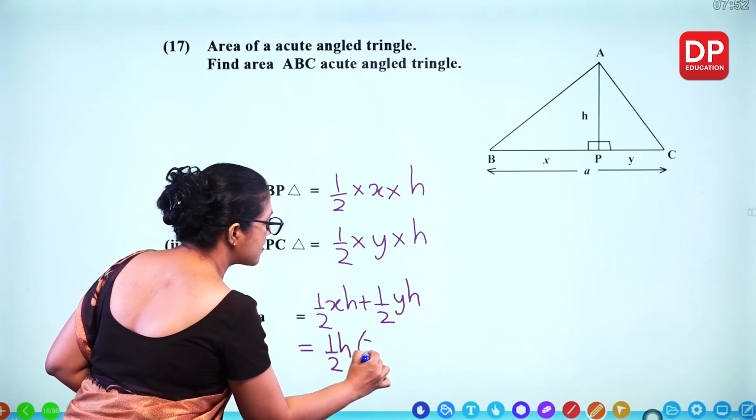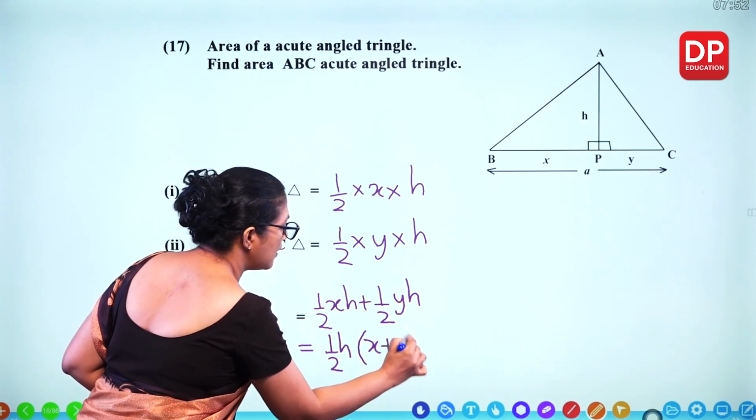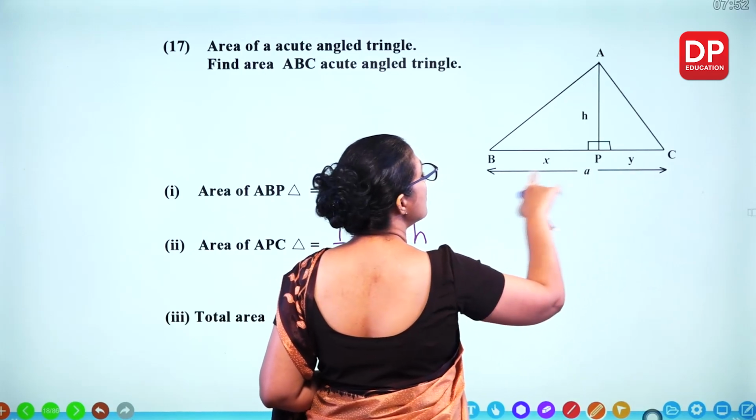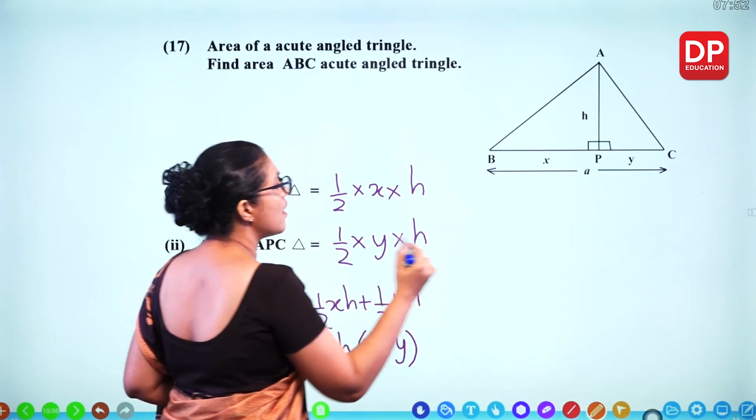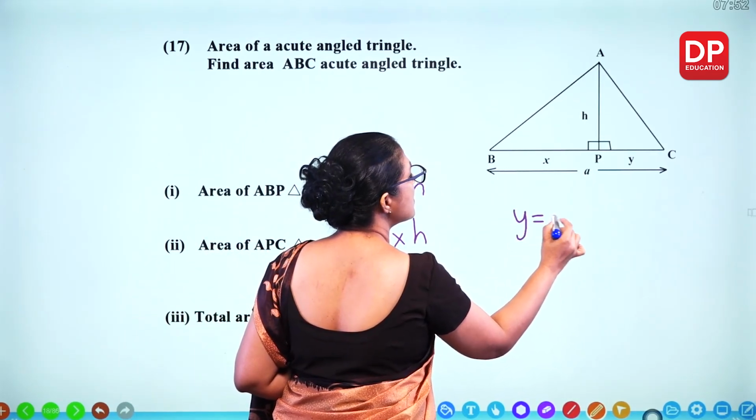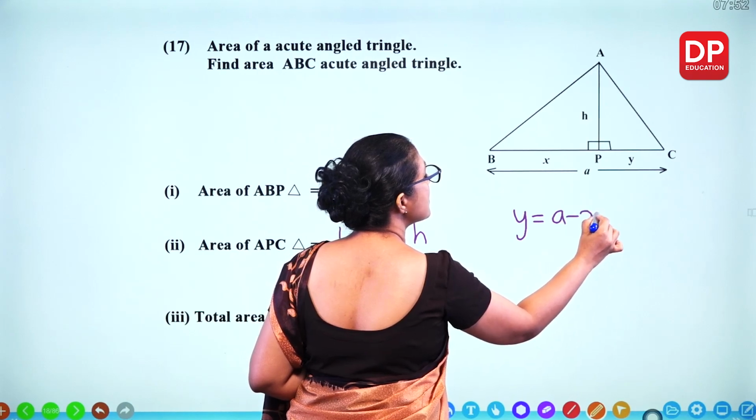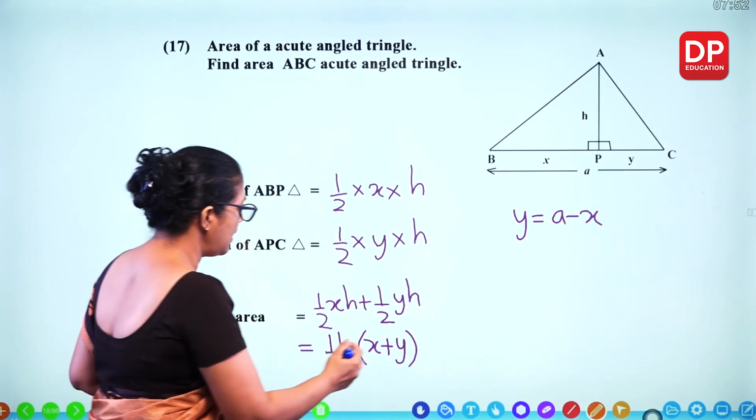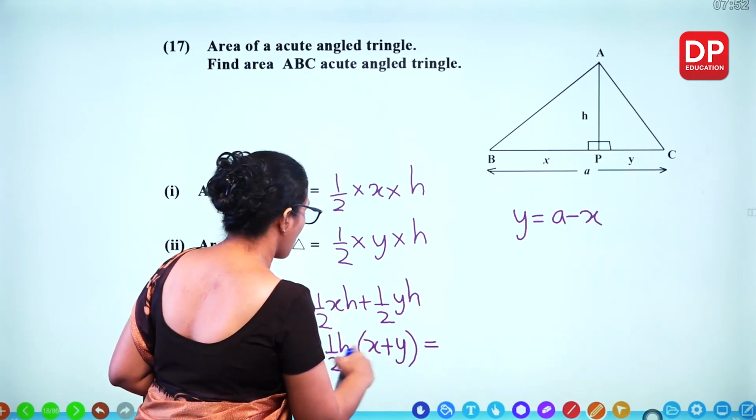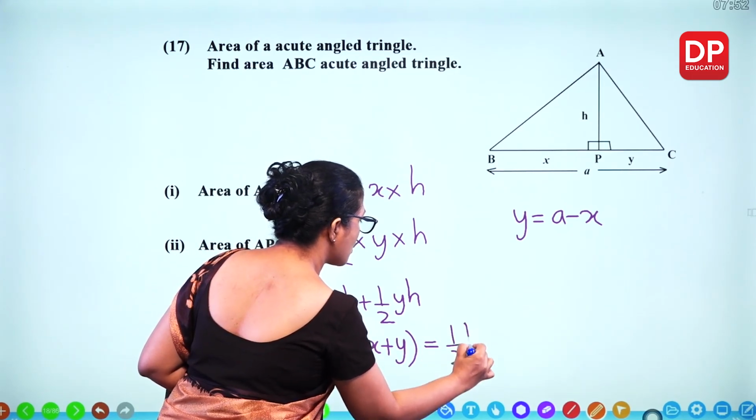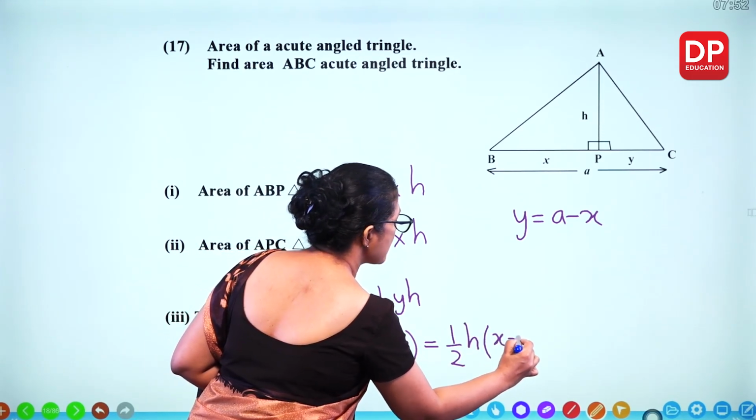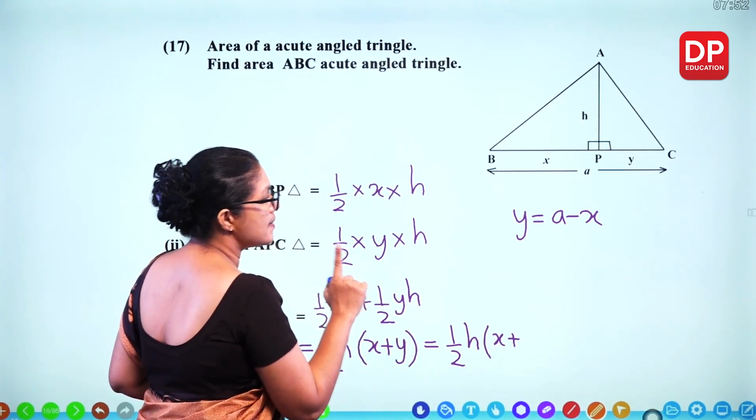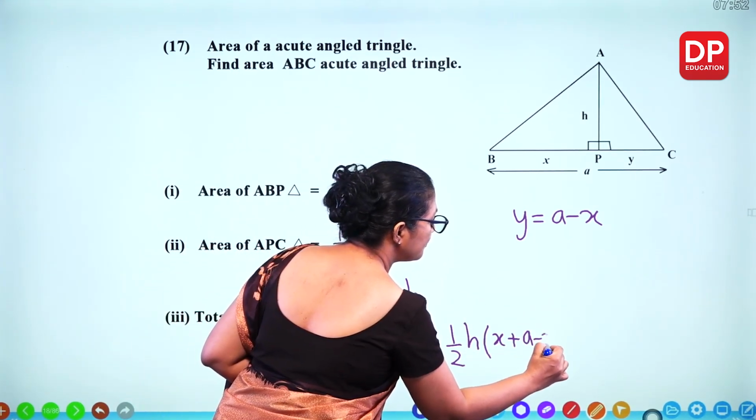And you get X plus Y. Now what is Y in terms of A and X? Y equals A minus X. So we can substitute that here. Half H times X plus Y, and Y is A minus X.